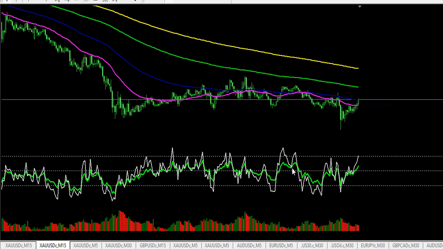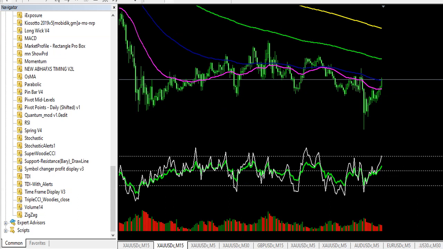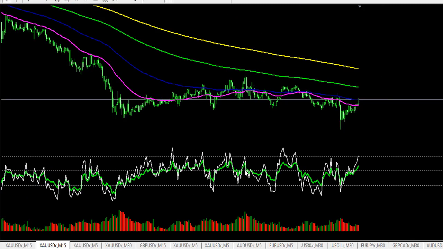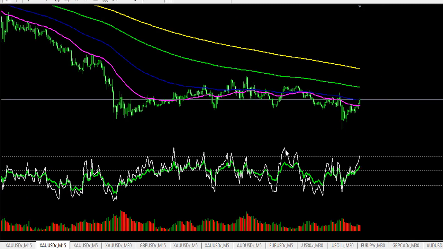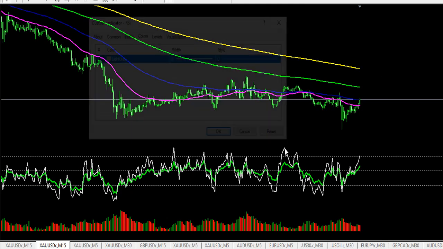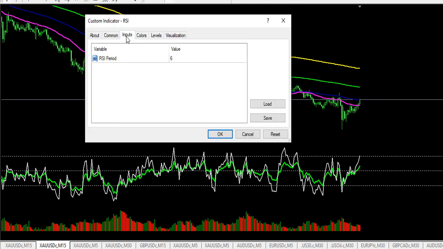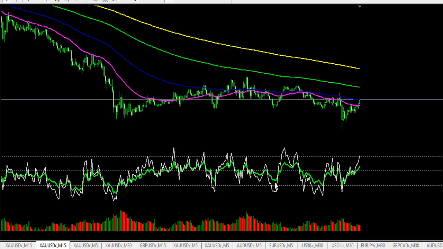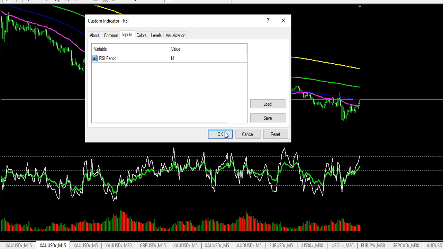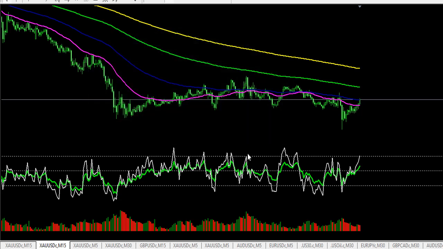And also RSI, the relative strength index. RSI is combined together with six lines, sorry guys, and another one is 14. So RSI is also important in the market. I will come back later to explain.